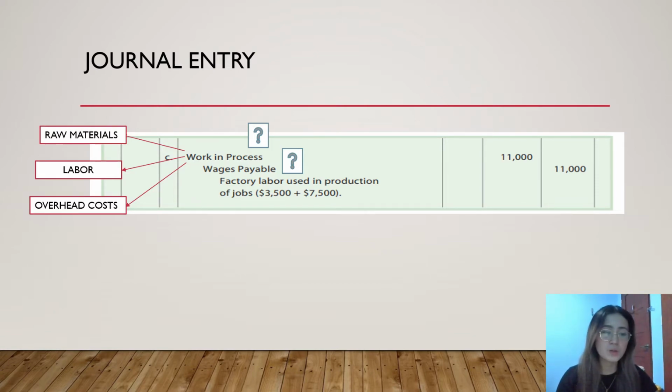On the other hand, why is wages payable credited? Salaries and wages payable imply that the organization owes money to its employees. In other words, the organization needs to pay salaries and wages to its employees, and they have already rendered services or work against this amount.